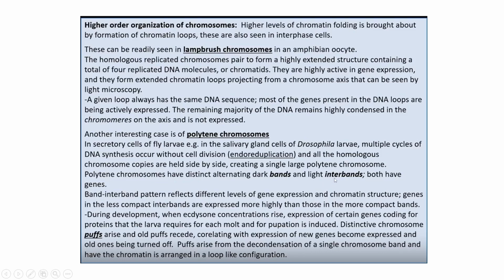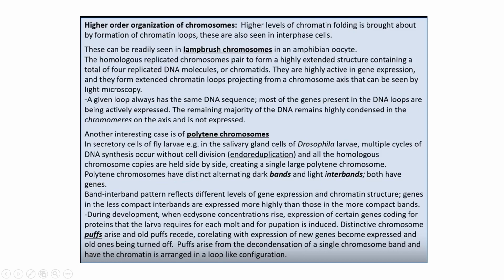The light interbands are generally the transcriptionally active region, and the dark bands are transcriptionally repressed regions. The band-interband pattern reflects different levels of gene expression and chromatin structure. Genes in the less compact interbands are expressed more highly than in the more compact bands. In the dark bands, the genes are very compactly arranged, and they are not expressed as much.